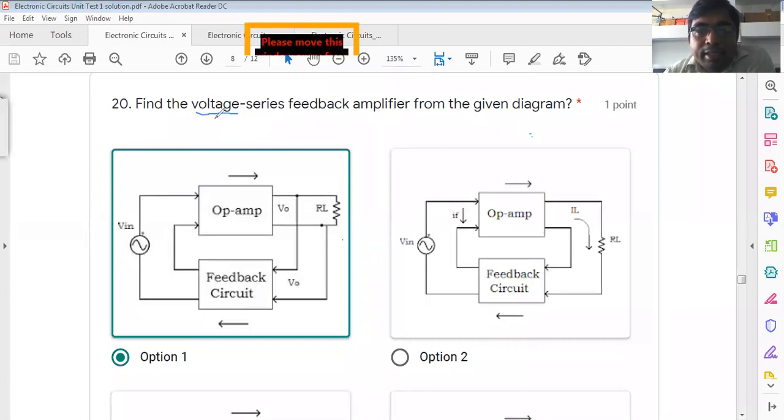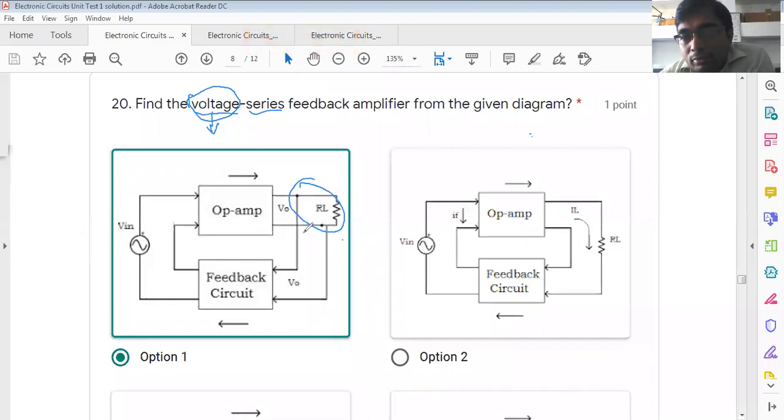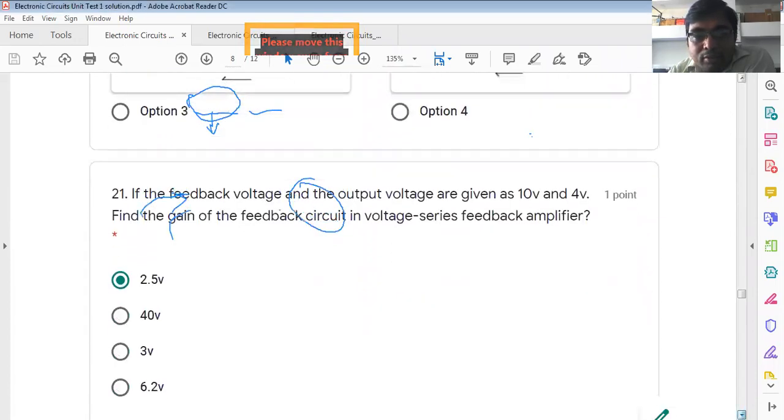Voltage series: voltage is a type of sampling and series is a type of mixing. The type of sampling is always observed at the output terminal. Here you can see that we have connected the feedback network in parallel to the output, meaning we are taking the output voltage as the feedback signal. Through the feedback network, it is again mixed to the input of the op-amp or any amplifier circuit, and you can see it is mixed in series. That's why it is a voltage series amplifier. It is very simple. We have already learned these diagrams in the theory as well. It is a very straightforward question.